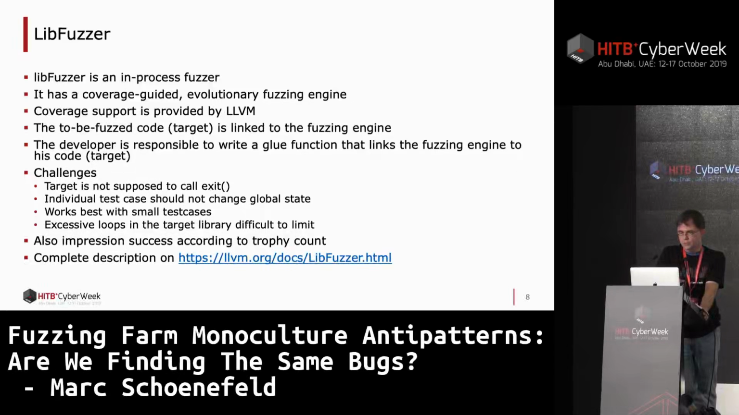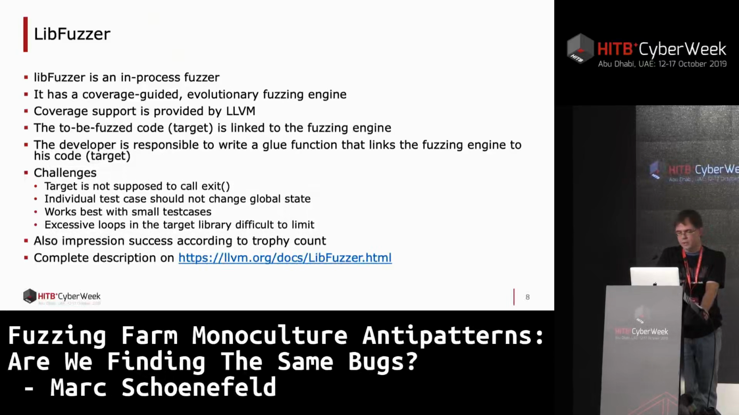It has a coverage-guided evolutionary fuzzing engine, and the coverage support is provided by the LLVM framework, which means that the to-be-fuzzed target code is linked with the fuzzing engine. The developer is responsible for writing a glue function that links the fuzzing engine to his target. However, with that approach, there come challenges. The target is not supposed to call exit.